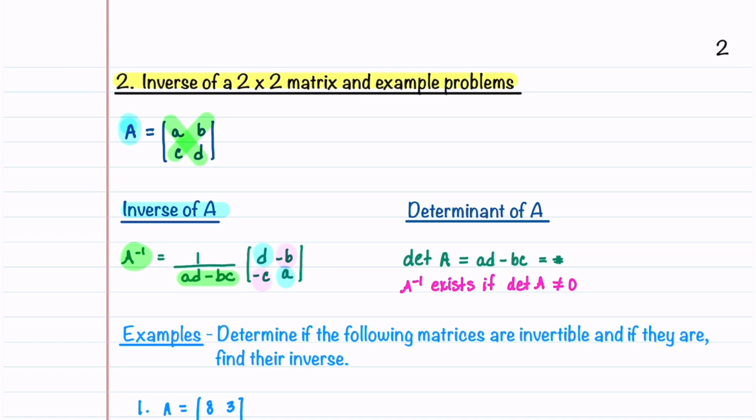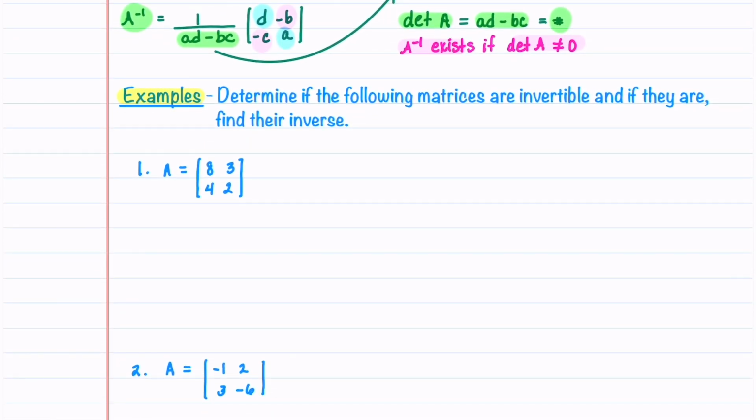The quantity ad minus bc is called the determinant of matrix A. It's written as det A, and it's ad minus bc, and it's really important to realize that this is equal to a number. Any matrix A will have an inverse if the determinant of A is not equal to 0, because we can't have 0 in the denominator.